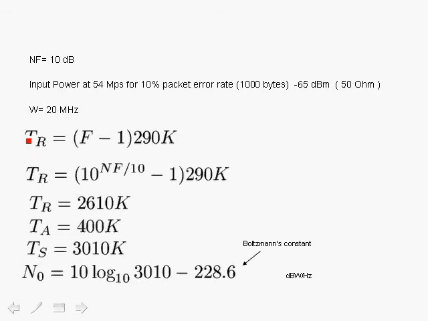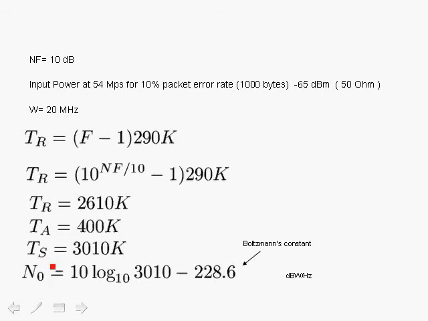Now we have the expression for the effective received noise temperature, which is equal to the noise figure minus 1 times 290 degrees Kelvin. Noise figure is usually expressed in dBs, so the total received effective noise temperature can be obtained by taking the anti-log of that, and we obtain that the received noise temperature is 2610 Kelvin. We assume that the antenna noise temperature is 400 Kelvin, and the total noise temperature for the system is the sum of these two, which is equal to 3010 Kelvin.